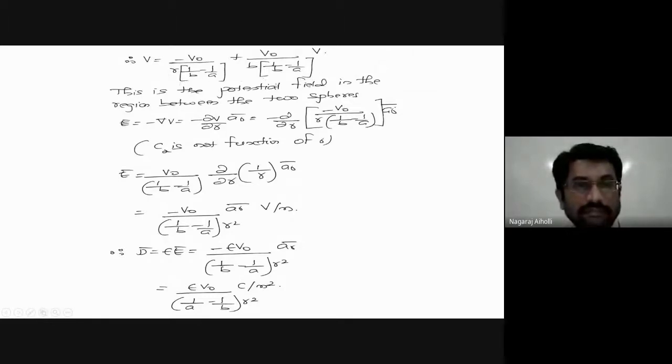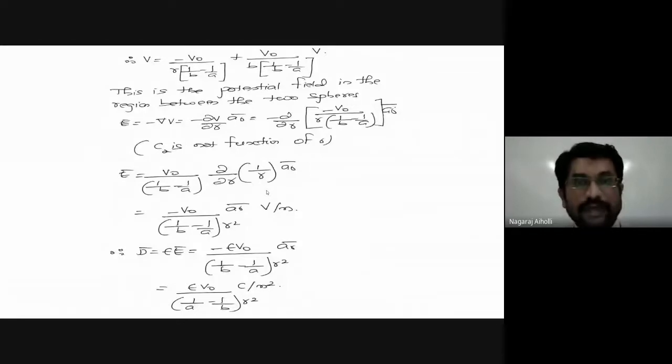The second term is not a function of R. So it will be minus dou by dou R of minus V naught divided by 1 by B minus 1 by A into 1 by R into AR bar. The second term we should not consider, because if you differentiate that, it will become 0 only. C2 is not a function of R. Therefore, E bar will be equal to V naught, which is constant, take it outside. 1 upon B minus 1 by A is constant, take it outside. V naught divided by 1 upon B minus 1 upon A into dou by dou R of 1 by R AR bar. That is differentiation of 1 upon X. What is the differentiation of 1 by X?